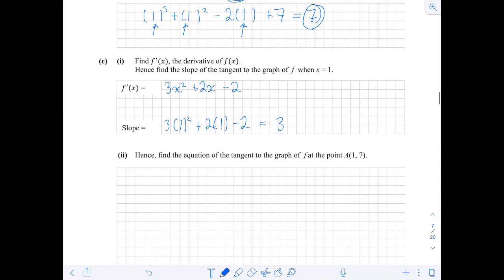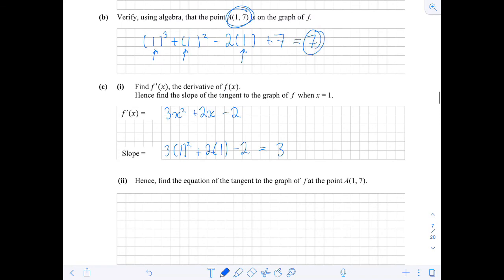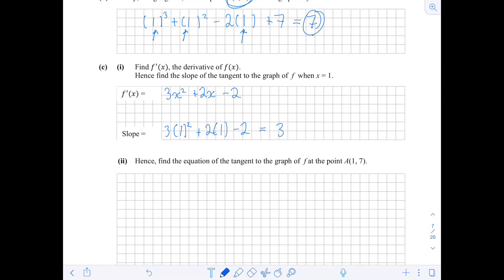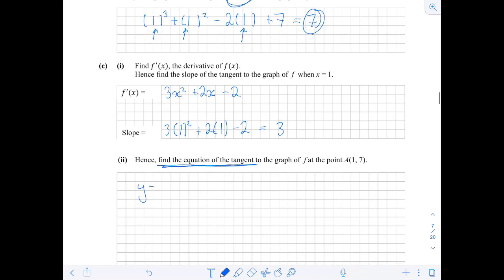Hence, find the equation of the tangent to the graph. So find the equation of the tangent. The tangent is just a line. So that means that we're going to use the formula y minus y1 equals m into x minus x1.